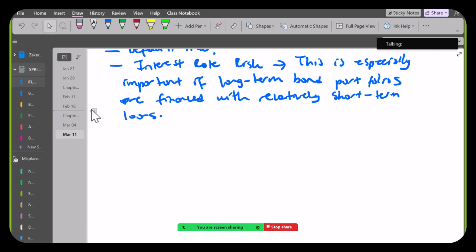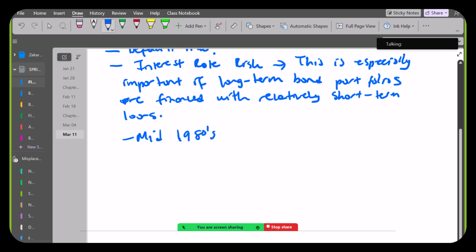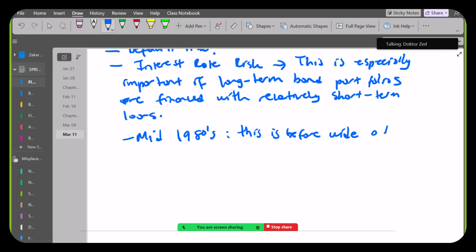So the first war story is from mid 1980s. This is before wide adoption of mortgage-backed securities. Do you guys know what a mortgage-backed security is? It's okay if you don't know. I mean, they are technically derivatives, but they're actually pools of risk.